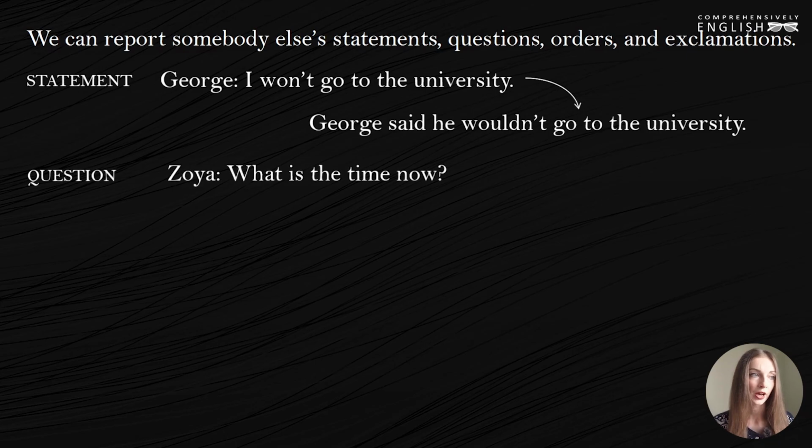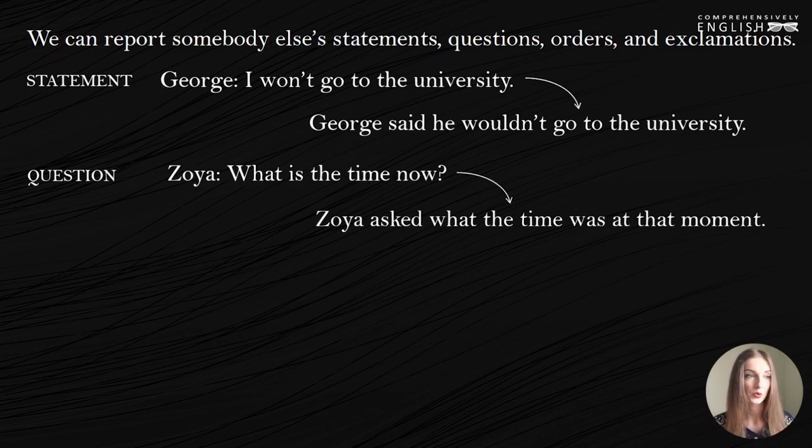Questions. Zoya: "What is the time now?" It's a question, and we report question this way. Zoya asked what the time was at that moment. Apart from the change of tenses that you can also see in this example, we also change the order of words. It's not a question anymore, it's a subordinate clause, so the word order should be like in a statement, not like in a question.